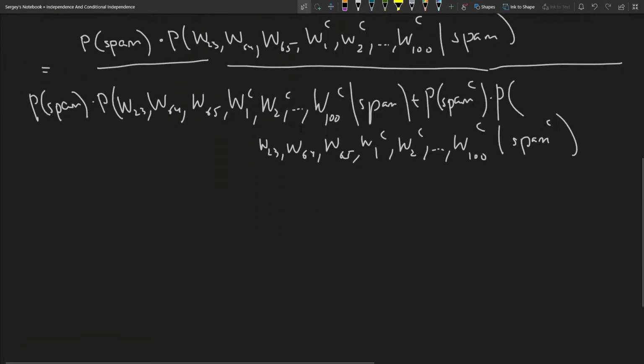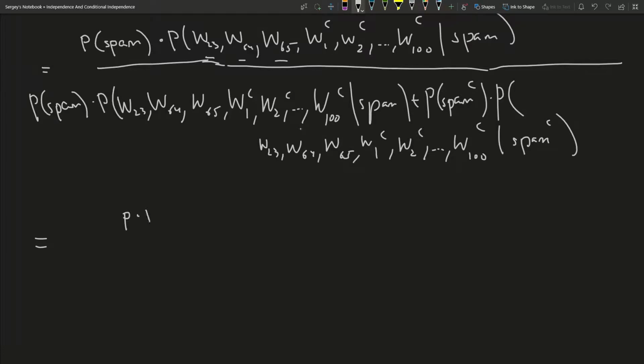Now we can start plugging things in. So the prior probability of an email being spam was p, little p. And now we can use the conditional independence. We were told that conditioned on the email being spam or not spam, the occurrence of the words from our list in the email are independent. And so what this means is that the probability of the 23rd word occurring, 64th occurring, 65th occurring, and the rest not occurring is just the product of the individual probabilities.